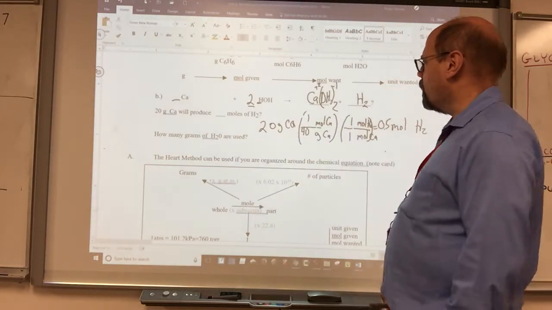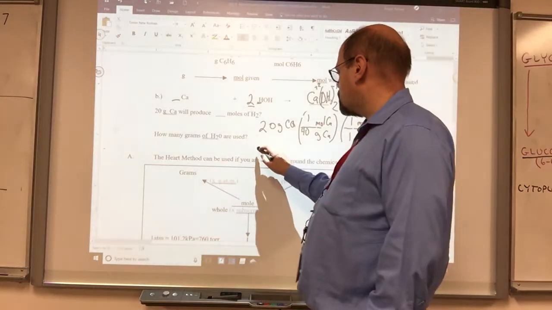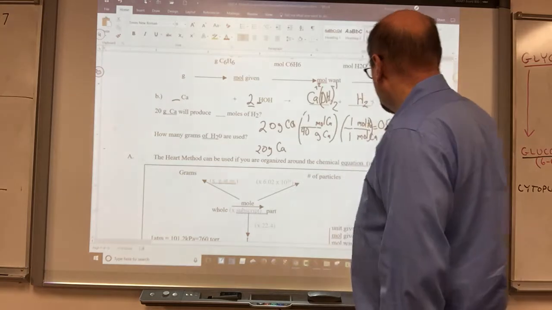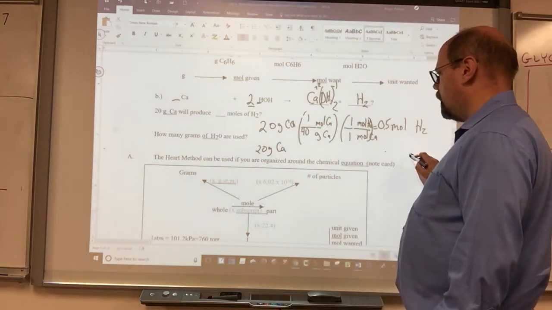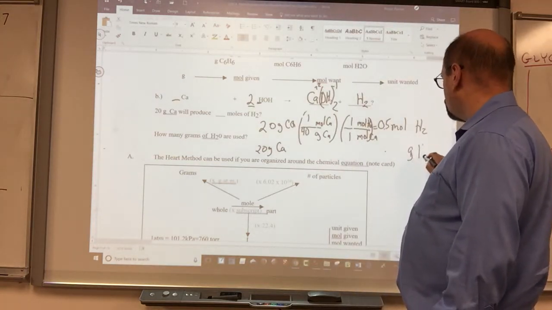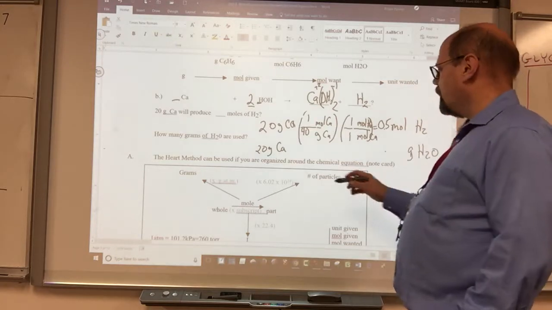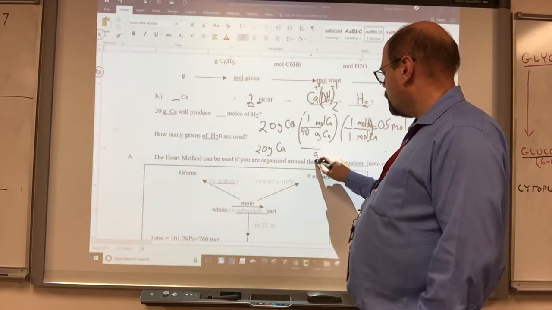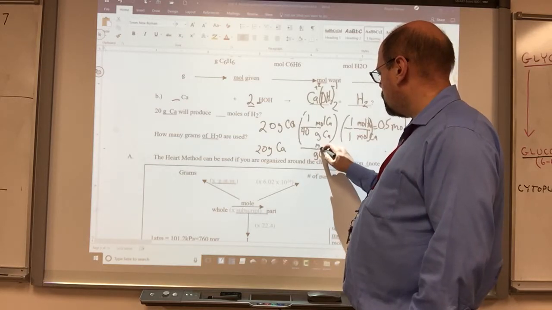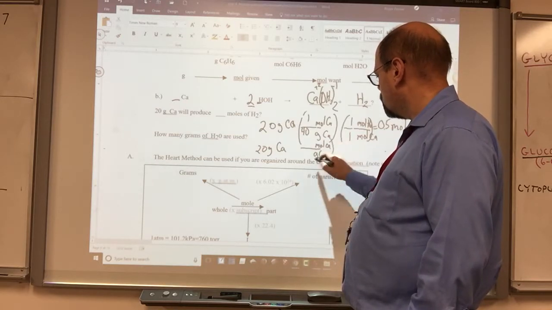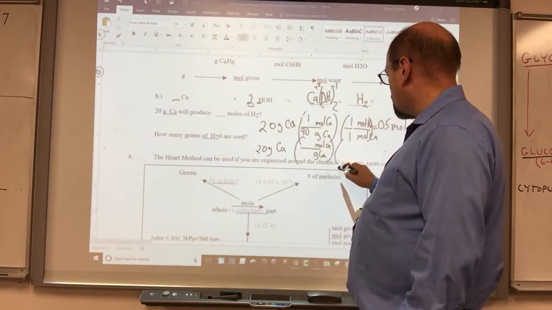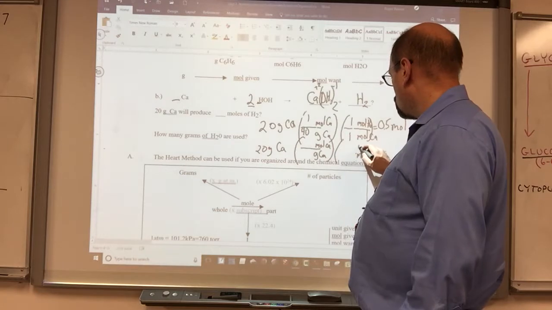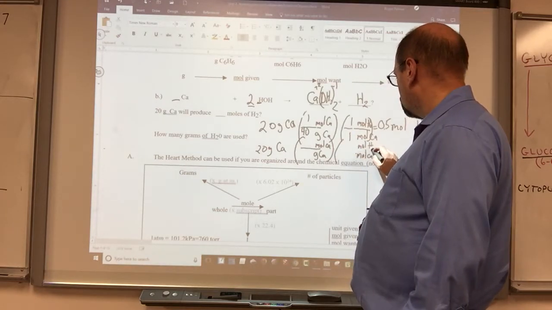How many grams of water are used? I'll just do this real quick. We'll still get the same beginning, right? 20 grams of calcium, just so you get the hang of this one. And I'm now asking for how many grams of water are used, which is H2O. The only thing that's going to be different is this second step. So I'm still going to get grams of given to moles of given. And in the second step, I'm going to go from moles of given, which is calcium, to moles wanted, which is water.